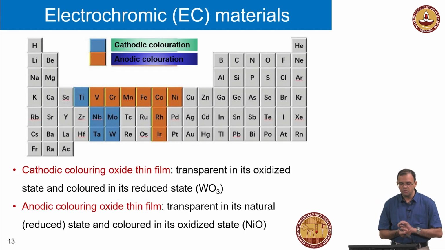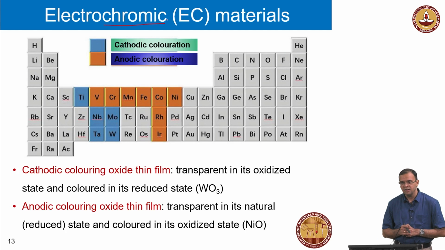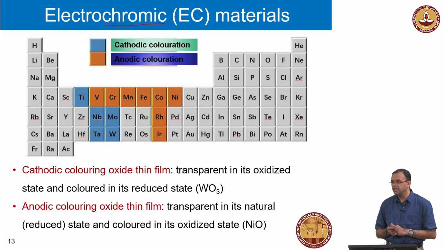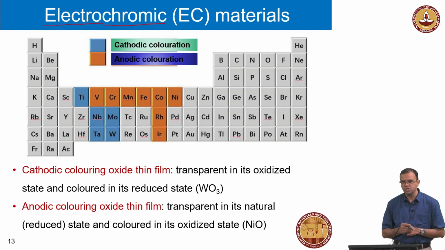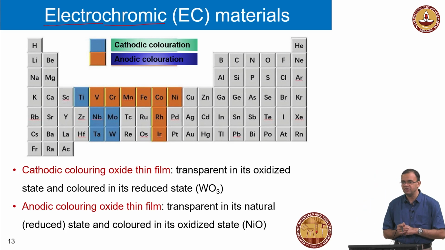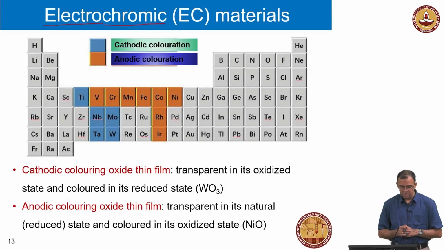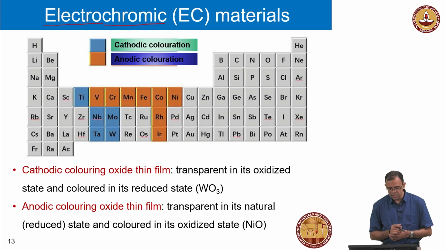So I want to talk about what are called electrochromic materials. Chrome essentially refers to color, and these are materials that change color because there is a change in the oxidation state of one of the materials in the oxide. Usually it is the metal, so it's a change in the oxidation state of the metal which causes a change in the color. Again, there are a variety of materials that are researched and that are being used.